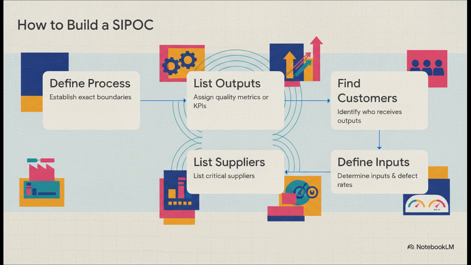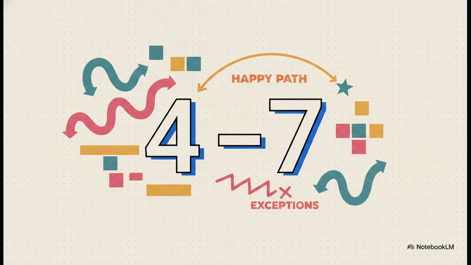Step 3, identify the customers receiving those specific outputs. Then, step 4, jump all the way back over to the left side to determine your inputs and measure their defect rates. And finally, step 5, list the critical suppliers who are providing those inputs. Now, I really want to pause on this number because it is basically the golden rule of SIPOC mapping.